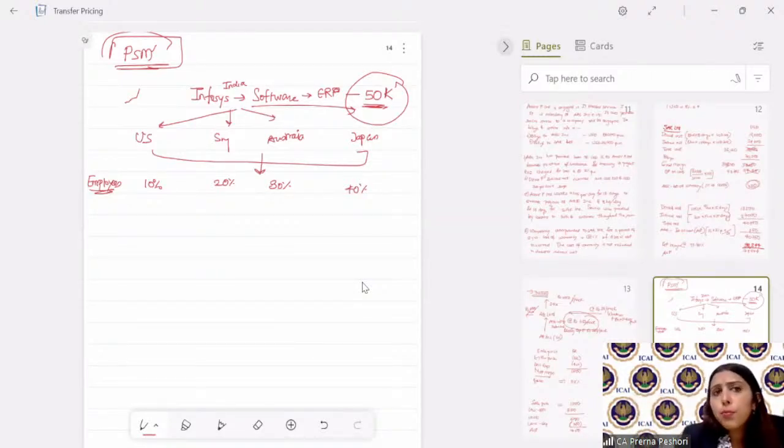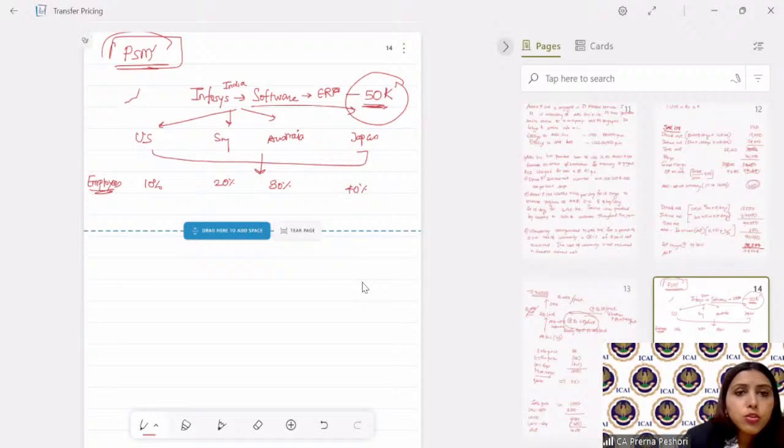Another example could be, say for example, Infosys has incurred certain cost on R&D. Now R&D will benefit all the companies globally and therefore that cost will be allocated. And therefore we need to see whether the cost allocated is correct or not. So what happens under profit split method? There are two approaches basically under the profit split method.